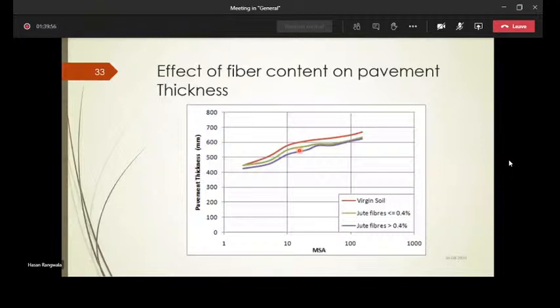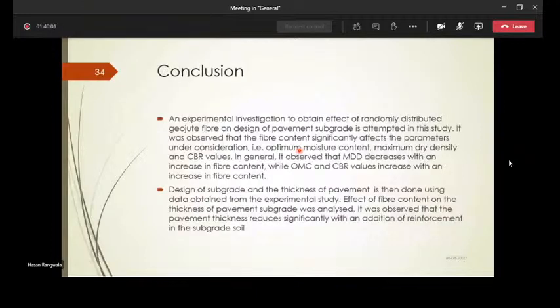So that is the primary conclusion of this particular research: that we can reduce the pavement thickness by quite a number, and we can increase the CBR. CBR is the basic parameter that affects the design of pavement or the design of subgrades.